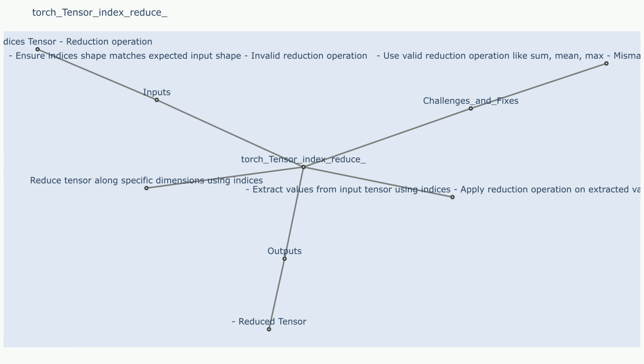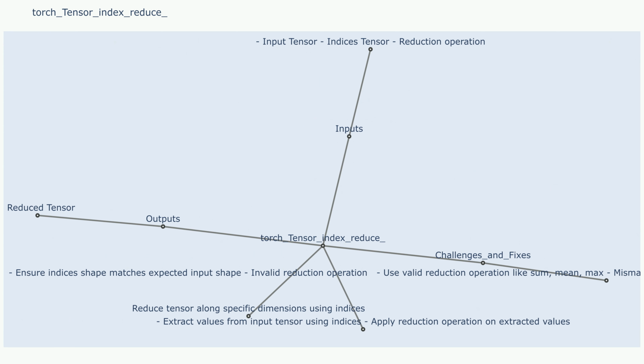Step 1: The index reduce function first identifies the elements in the input tensor that correspond to the indices provided in the indices tensor. Step 2: The specified reduction operation, e.g. sum, is applied to these selected elements. Step 3: The result of the reduction is stored in the corresponding position in the output tensor.